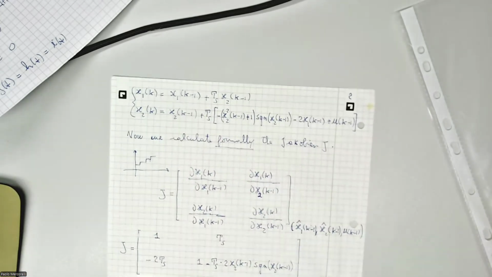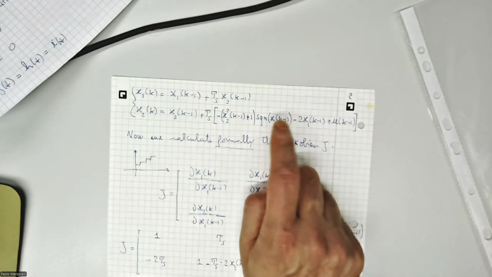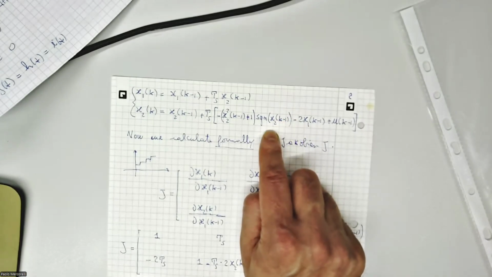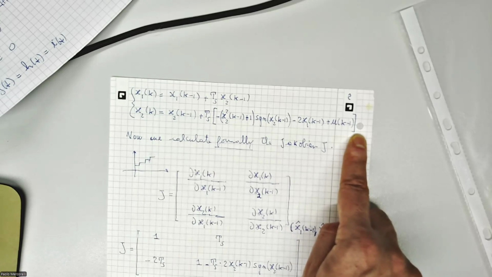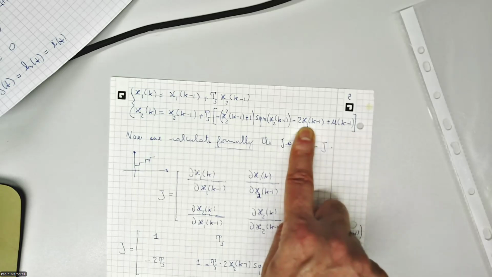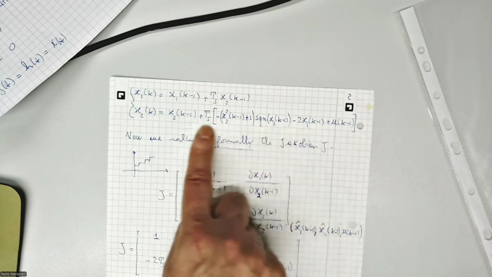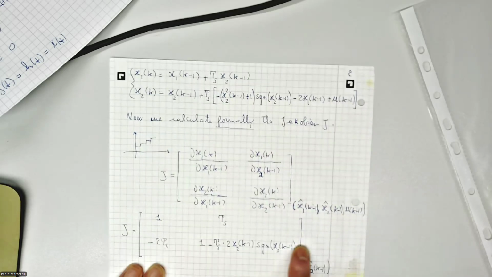If I do the same calculation here, considering, this is the key point which we'll discuss next week, this SGN equal 1. I clarify a little bit better. Let me do, first of all, the derivative of x1 with respect to x1 of k minus 1, of course, and x2 with respect to x1 of k minus 1. This expression here. The derivative with respect to x1 is minus 2 TS, because it's here, no? Minus 2 TS.